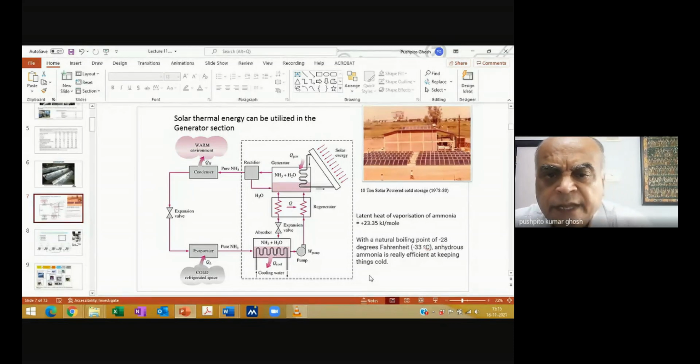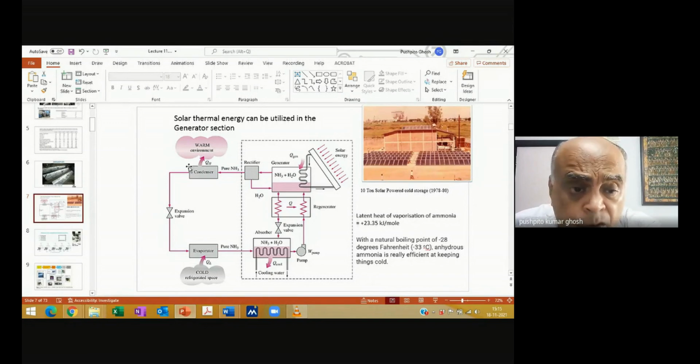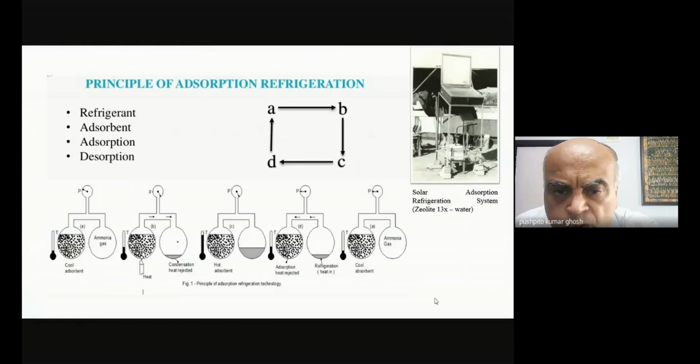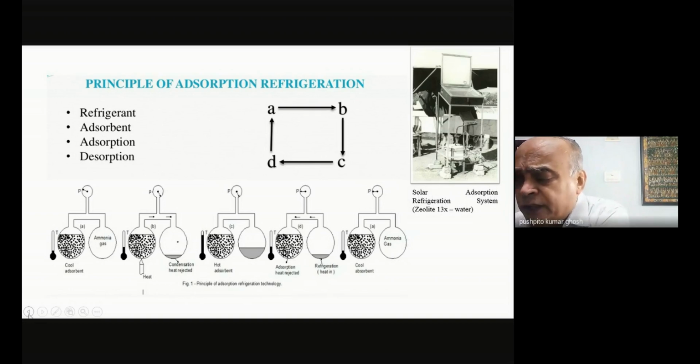Has everybody understood the ammonia absorption refrigeration and the role of solar energy? Yes, sir. Okay. Now you can do something quite similar, not very different, except that instead of absorption, you can also do it with adsorption. In fact, I find a lot of such devices now in Germany. By the way, this unit was actually made in India.